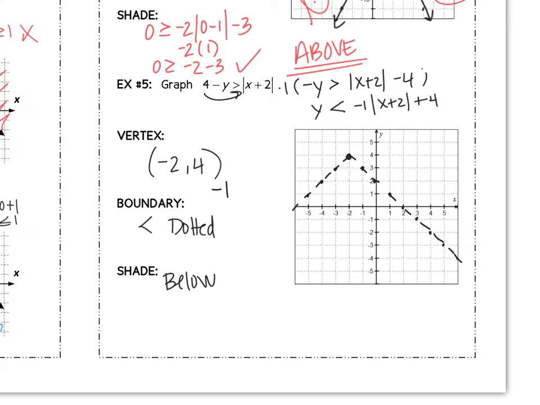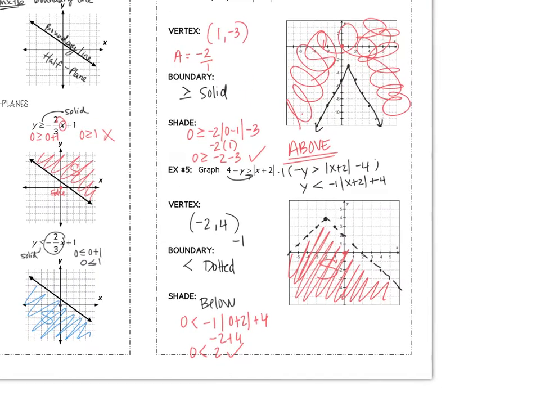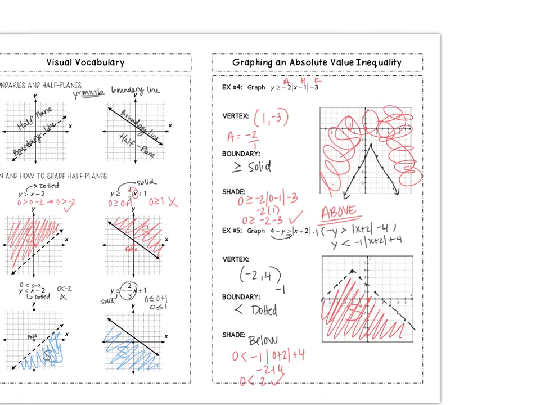Now if we do a test region here, picking that point 0, 0, I would plug it in again. 0 is less than negative 1 times the absolute value of 0 plus 2, plus 4. So 0 plus 2 is 2, negative 2 plus 4 is 2. So is 0 less than 2? That is true. So that means my shaded region is below this line, underneath it. There we go. On to the next.